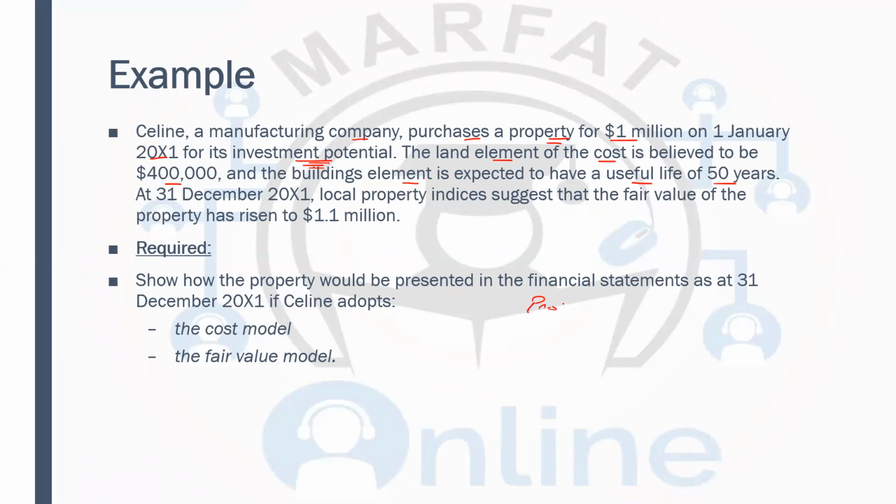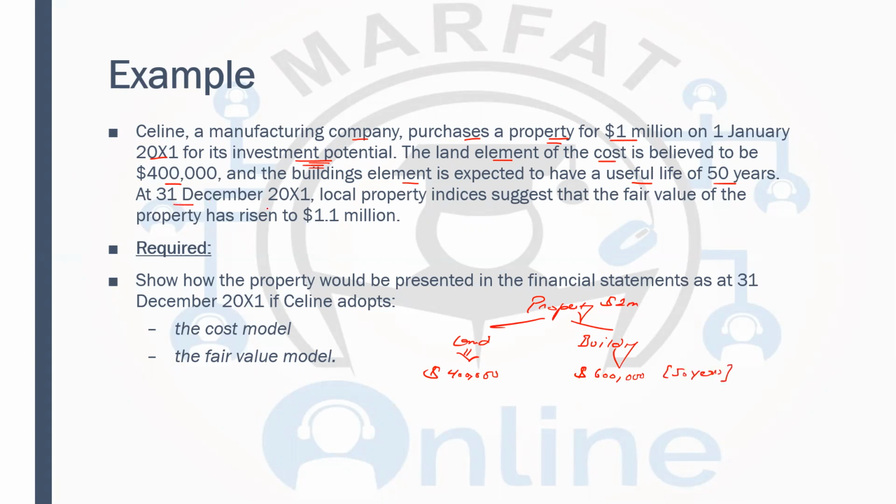So you see, it's a property, and within the property is the land and the building. The total worth of the property is 1 million. And it says the portion of the land is valued at 400,000 and the rest, 600,000, belongs to the building, which has a useful life of 50 years.